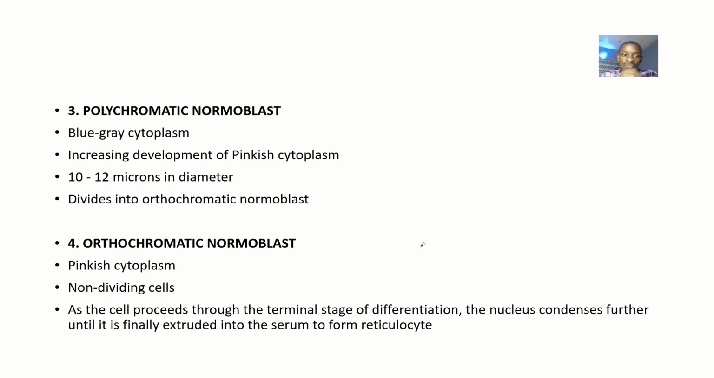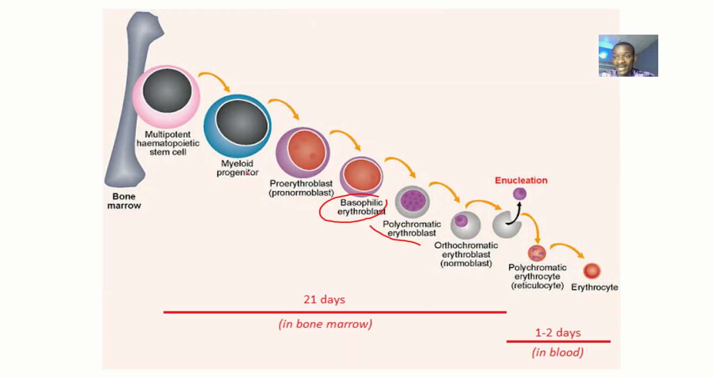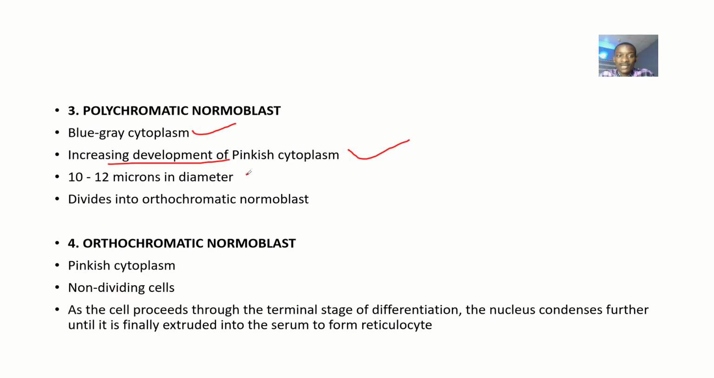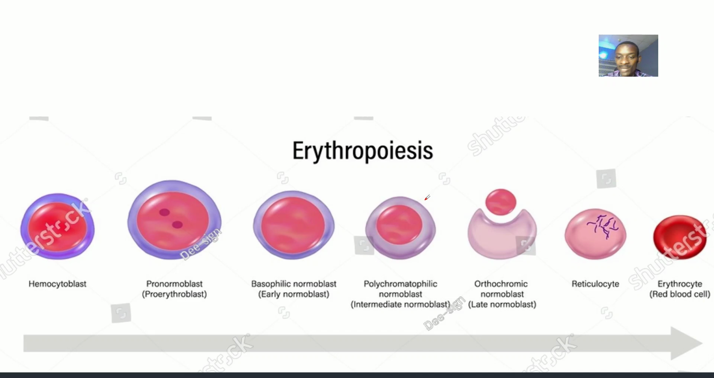Moving to the polychromatic normoblast, we see that they have a blue-gray cytoplasm. There's an increased development of a pinky cytoplasm. They are smaller in size now, between 10 to 12 microns in diameter. The previous one was 10 to 16. They divide to form orthochromatic normoblasts. That's a hack: always talk about what forms them and what they will form. 2 free marks.